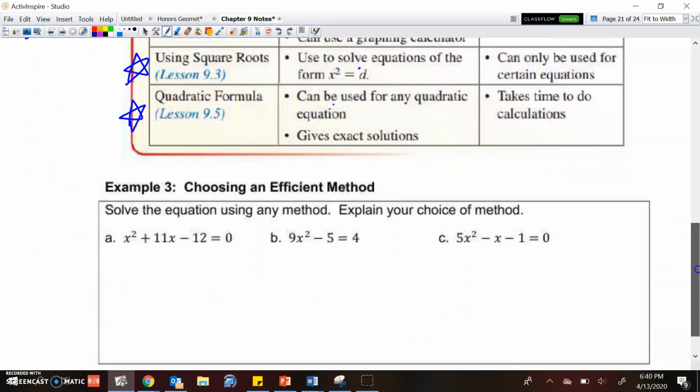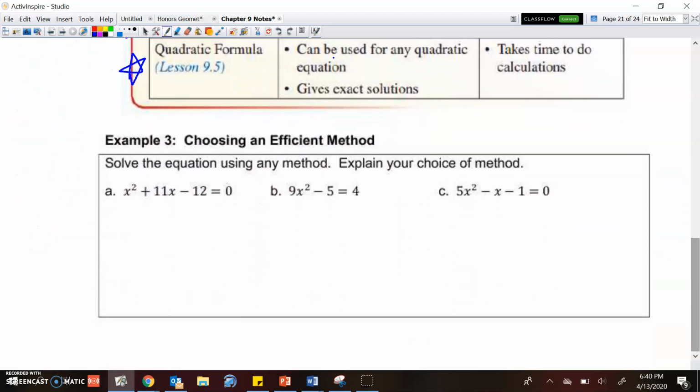All right, we have three problems left. And this just says choosing an efficient method. Now you could do quadratic formula every time, but it's not always going to be the best method. They want us to solve the equation, use any method, but then explain your choice.